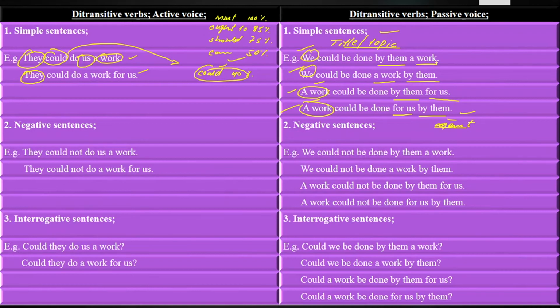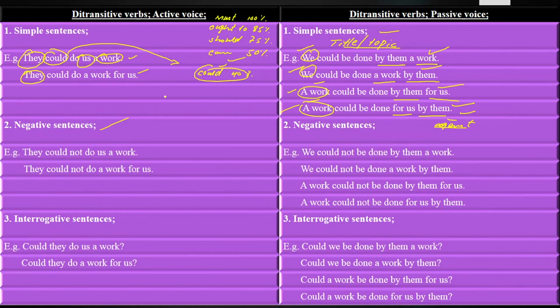We could be done by them a work. We could be done a work by them. A work could be done for them by us, and a work could be done for us by them. So these are the sentences to change them from active voice into passive voice in four ways.